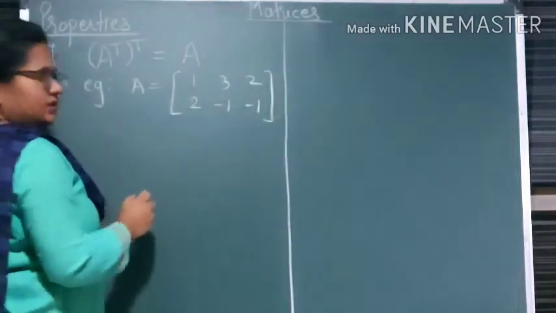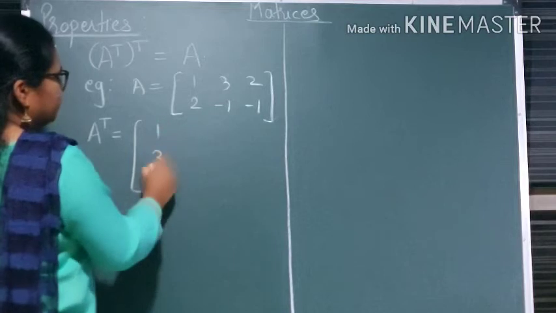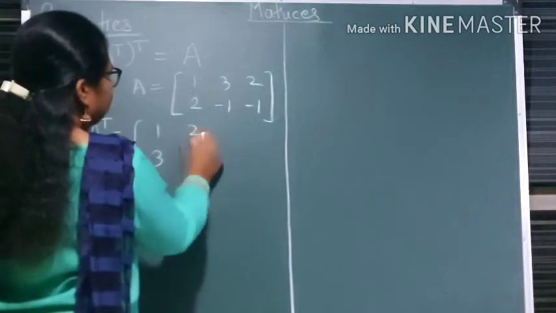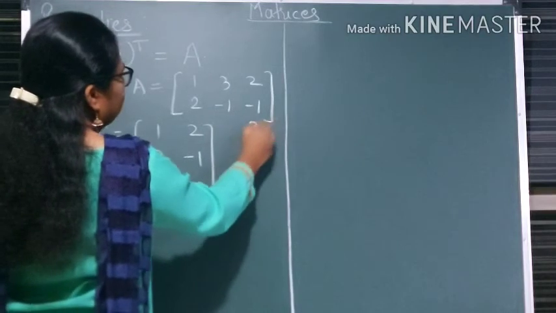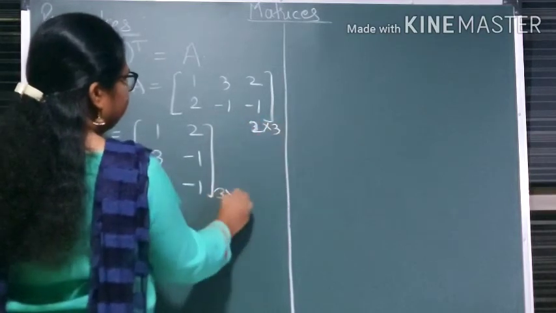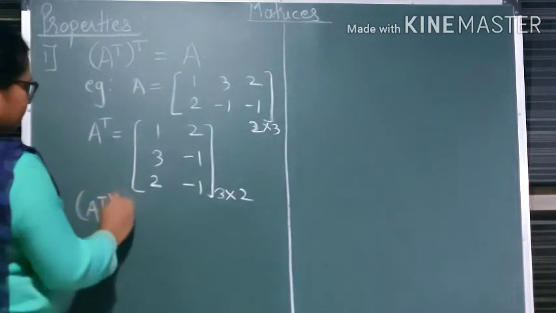Suppose this is matrix A. What will be A transpose? It will be 1, 3, 2. The first row will become the first column. The second row will become the second column. Yes, order 2 by 3 gives you 3 by 2. Now we will take transpose of this again. So A transpose of transpose.